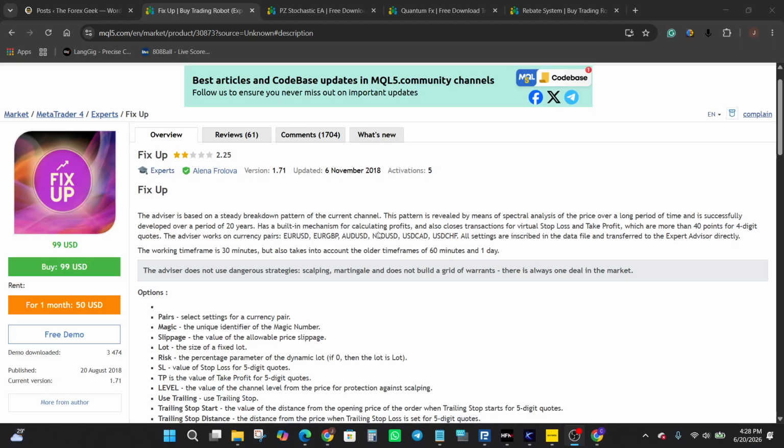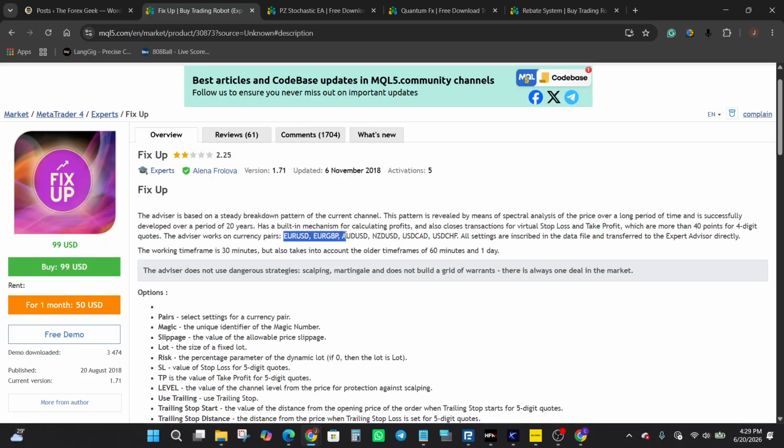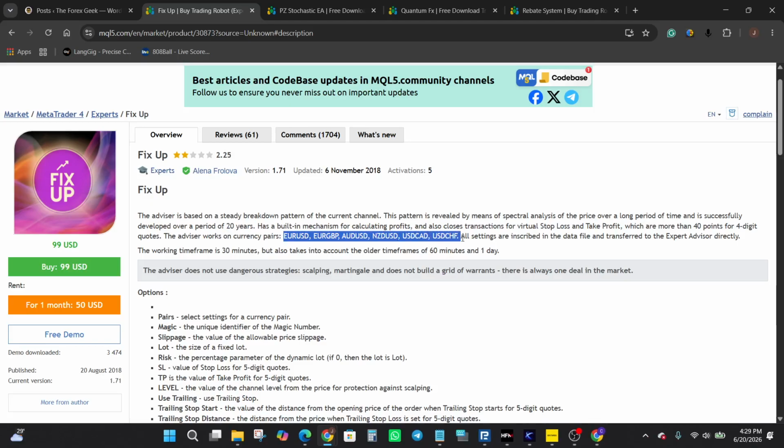Looking through the description, the developer explains that the EA is based on a channel breakout pattern. According to the product page, this pattern was identified through long-term spectral analysis of price behavior and has been developed over a period of approximately 20 years. The EA is designed to trade several currency pairs, including Euro USD, Euro GBP, AUD USD, NZD USD, USD CAD, and USD CHF.